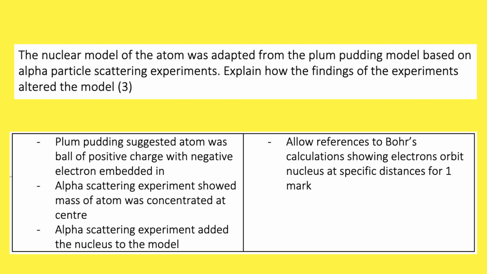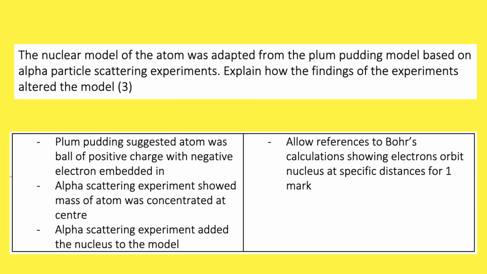The alpha scattering experiment showed that the mass of the atom, however, was concentrated at the centre. So that showed there was lighter mass around the outside, but the bulk of the mass was in the centre of the atom. So that disproved the plum pudding model because the mass was all concentrated together in the plum pudding model, whereas the alpha scattering experiment showed that there was a core which was heavy and then an outer part, which was lighter.